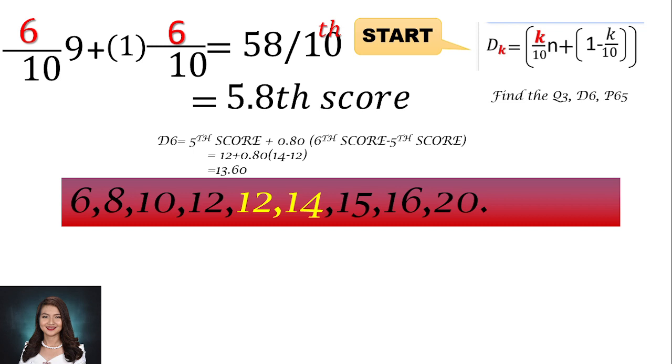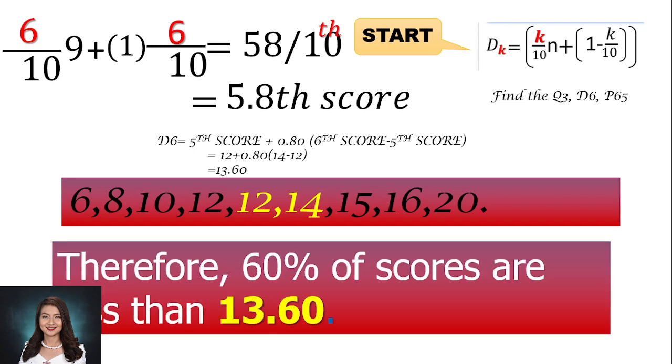And if we interpret this, the 60% of scores are less than or equal to 13.60. You must remember that in deciles, decile 1 represents the 10%, decile 2 represents the 20%, decile 3 represents the 30%, until decile 6 represents the 60%, and decile 9 represents the 90%.